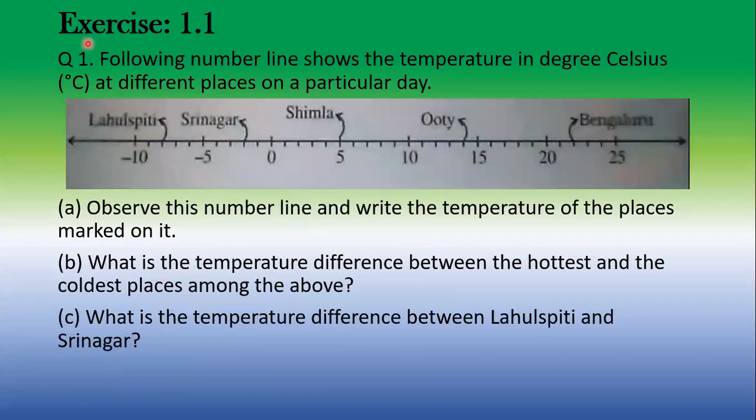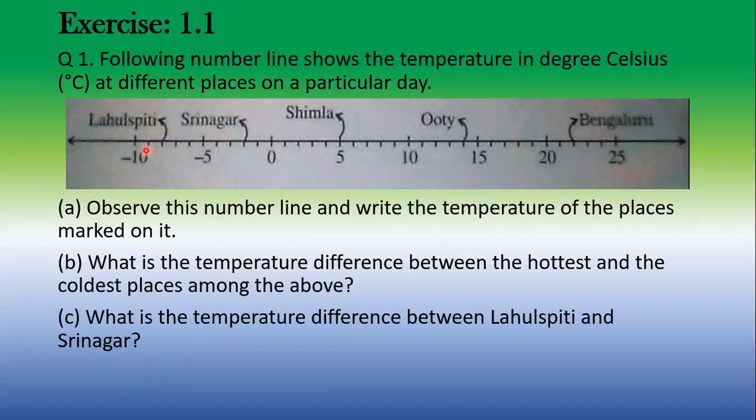Okay, now we will solve the exercise from the textbook. First question, the following number line shows the temperature in degrees Celsius at different places on a particular day. Our question is, observe this number line and write the temperature of the places marked on it. So some more questions are given. First you will see the number line. On the number line, integers from minus 10 to 25 are marked.